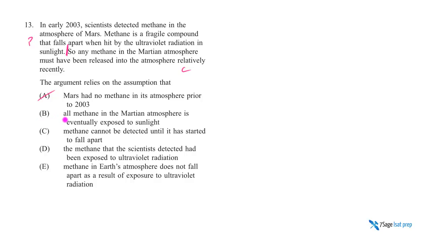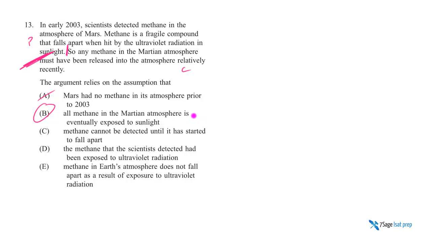This one's necessary because if you negated this one, this is kind of what we were thinking anyway. Going from here over to this conclusion, if it gets hit by sunlight and falls apart, then you say, therefore, any methane we detect must have been recently released. Well, it must be that we expect it to at some point hit sunlight. So this is why this has to be true. Otherwise, if this were false, if you try to falsify this, then the premise won't support the conclusion anymore. It's not true that all methane eventually gets hit by sunlight, by UV rays.